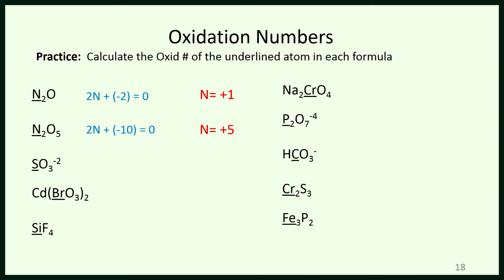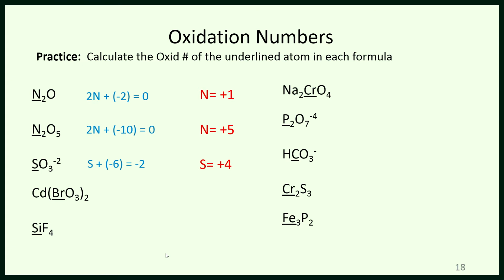This is the sulfite anion. I'm going to write a formula that says the oxidation number of sulfur minus 6 for the 3 oxygens equals the charge on the complex compound, -2. Solving for sulfur, we see it's +4.